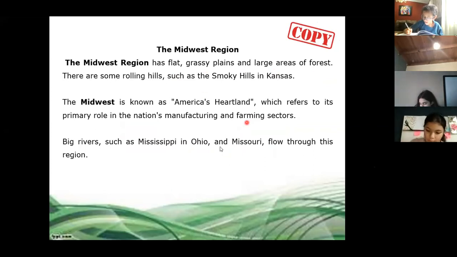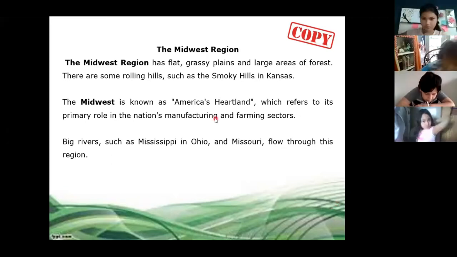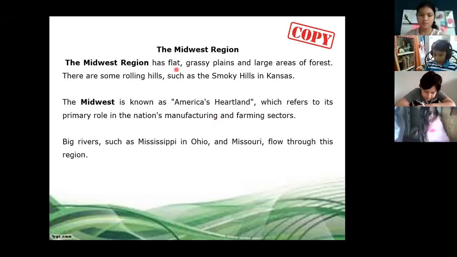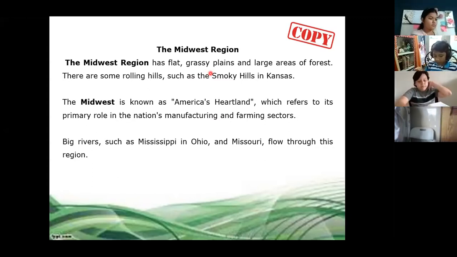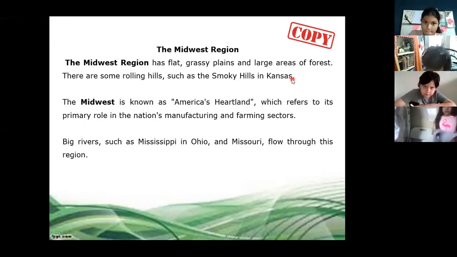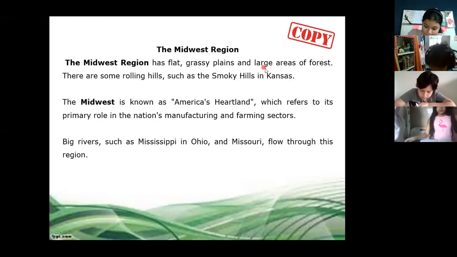So you are going to copy everything, class. You are going to copy all this information in your notebook, because everything is important. In the Midwest region, the land is flat and contains large areas of forest. Also, there are some rolling hills, such as the Smoky Hills in Kansas, one of the states in the Midwest region.